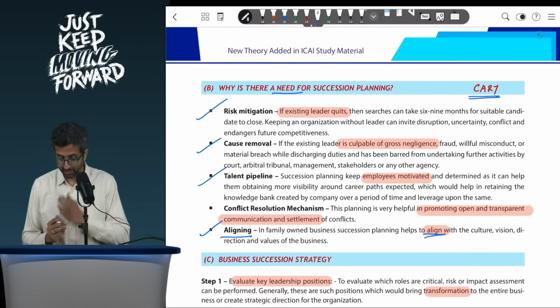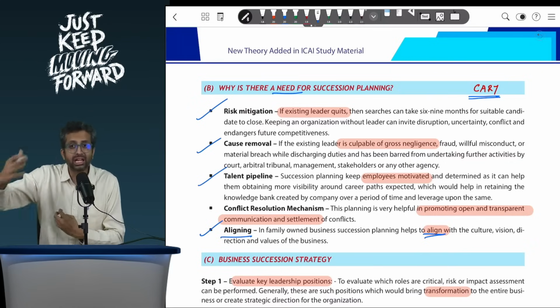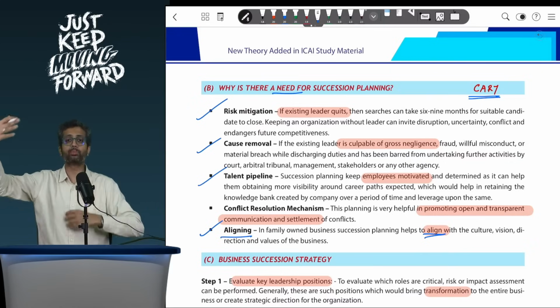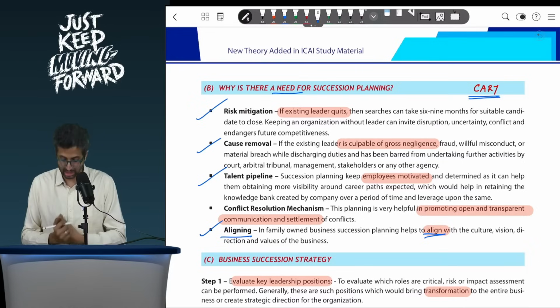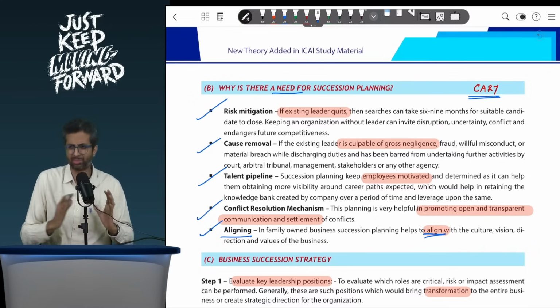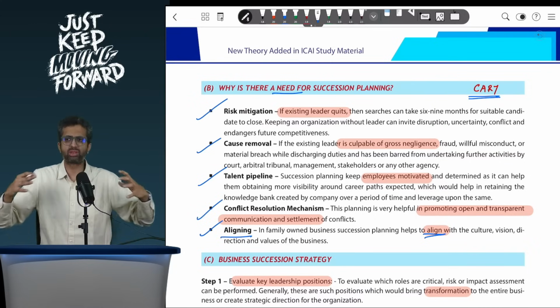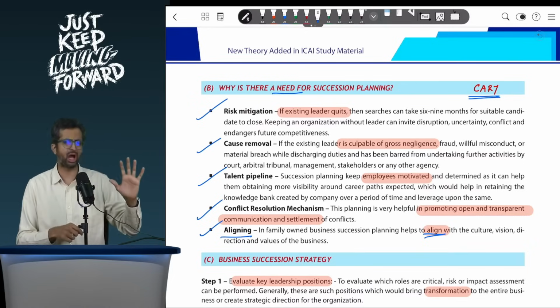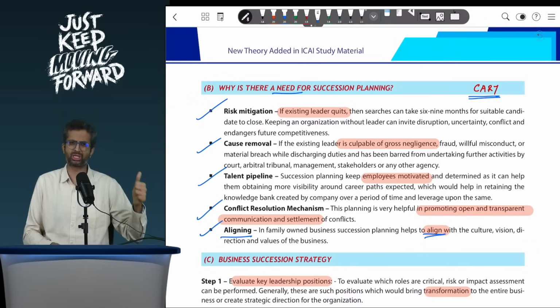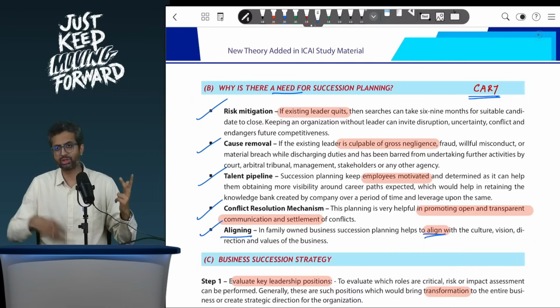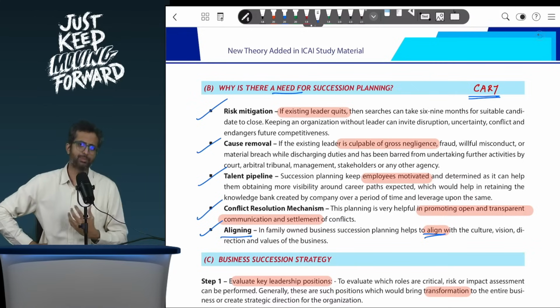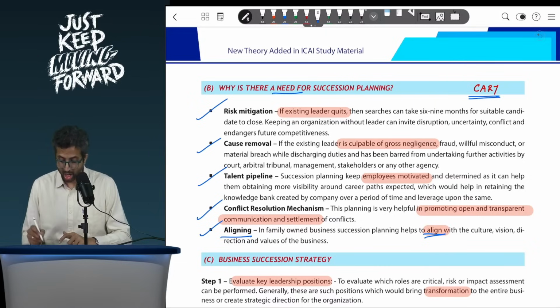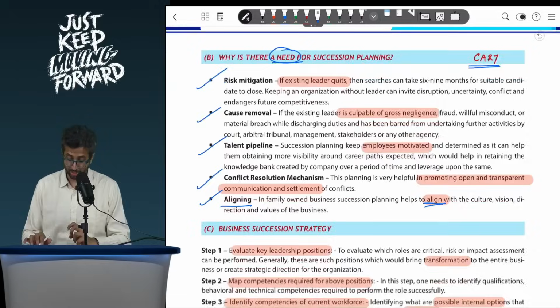Or T is the talent pipeline. You keep your employees motivated. When the employees see that the firm is grooming them to take on a particular position, that results in a great talent pipeline for your company. And a conflict resolution mechanism. So over here, if this is in place, at least the conflicts for a particular corner office may be managed in a slightly better way. So there are 5 things. CART, we say first. C would be cause removal or conflict resolution management. Second, A is alignment. R is risk mitigation if a leader quits, and T is the talent pipeline. So this is what you can possibly remember on why you need a succession planning to be there.